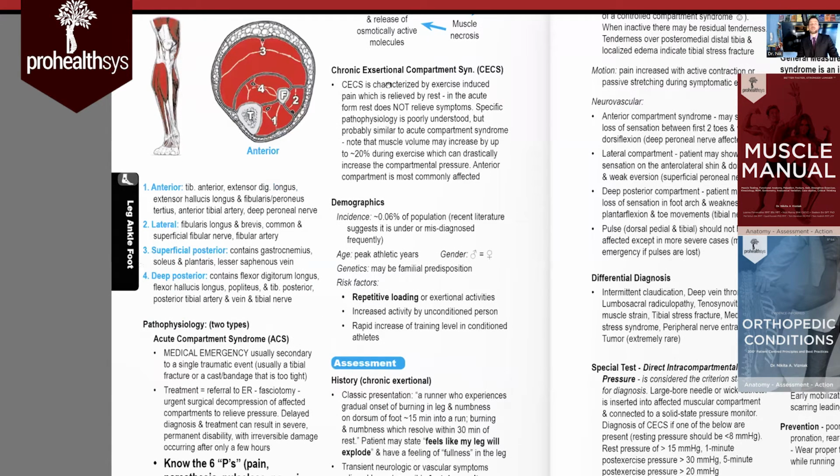All right, then you have chronic exertional compartment syndrome. And what do we get there? Characterized by exercise-induced pain, which is relieved by rest. This is most commonly what you're going to see. The specific etiology is poorly understood. There is an increase in volume.